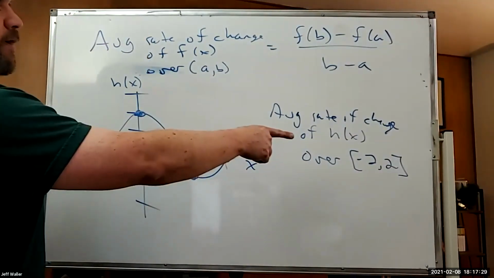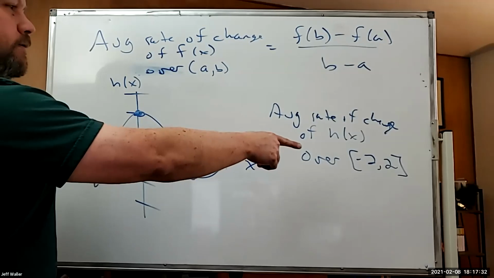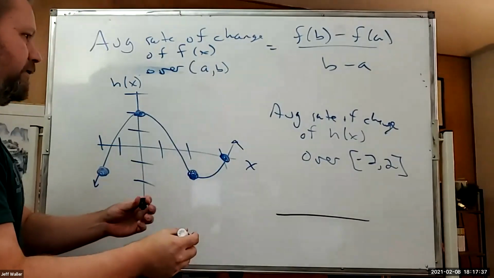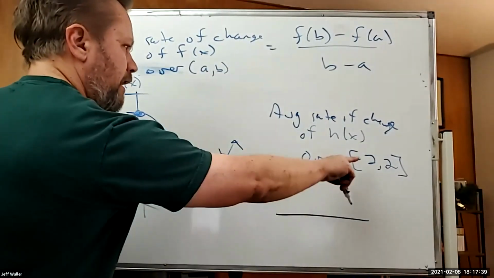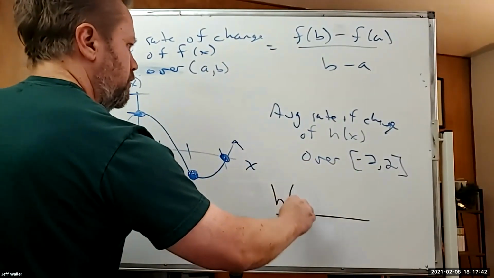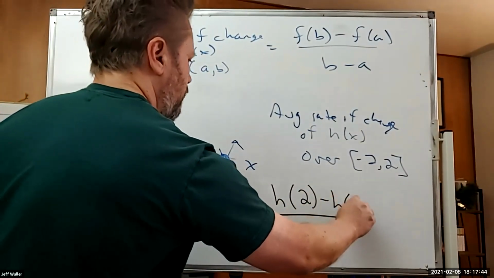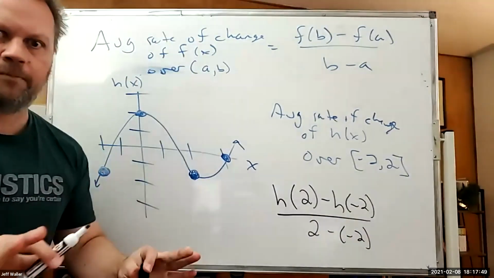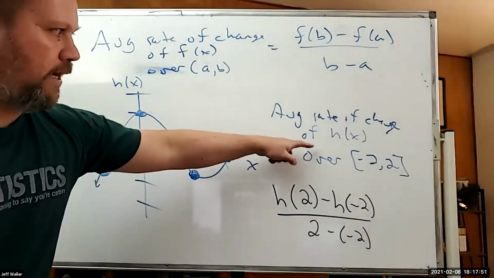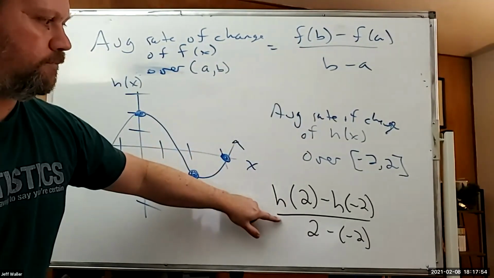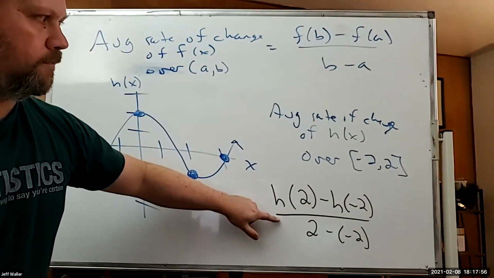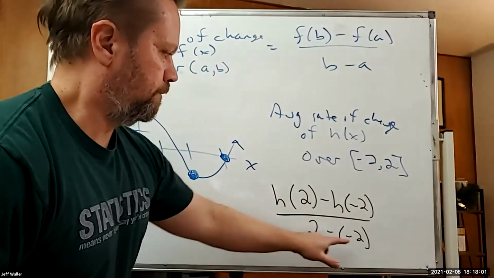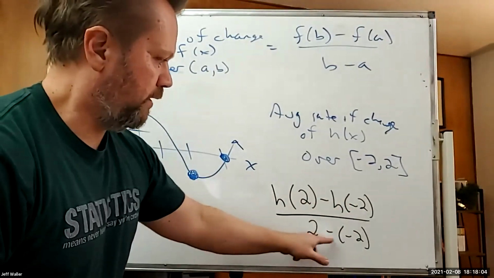What do you guys think about this? Is it 1? I haven't done it yet. Let's see. If I just write down the idea, this will be h of 2 minus h of -2, divided by 2 minus -2. Let me stop for a minute. Is everybody cool with that? That is the idea: where I end up minus where I began. And again, it's just y2 minus y1 over x2 minus x1.